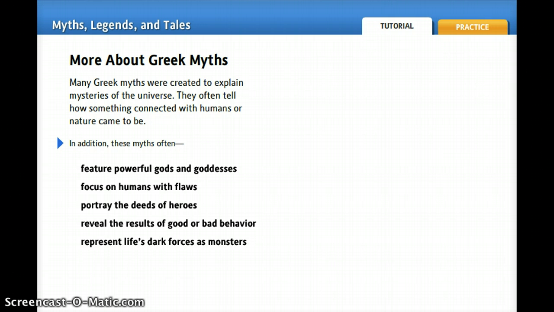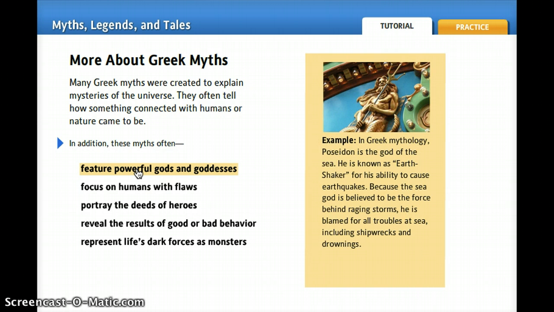Many Greek myths were created to explain mysteries of the universe. They often tell how something connected with humans or nature came to be. In addition, these myths often feature powerful gods and goddesses. For example, in Greek mythology, Poseidon is the god of the sea. He is known as Earthshaker for his ability to cause earthquakes. Because the sea god is believed to be the force behind raging storms, he is blamed for all troubles at sea, including shipwrecks and drownings.